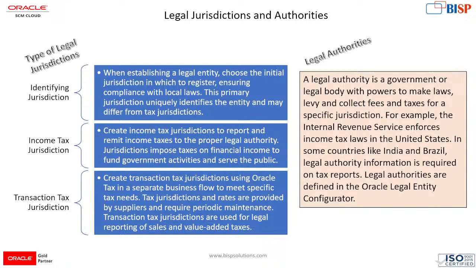Identifying jurisdiction: this may be the primary jurisdiction in which the legal entity must register to do business in the country. It serves as a unique identifier for the entity. In some cases there may be more than one jurisdiction to be registered with, but you should choose one of them as the identifying jurisdiction.